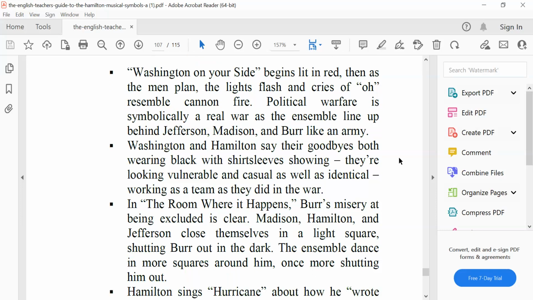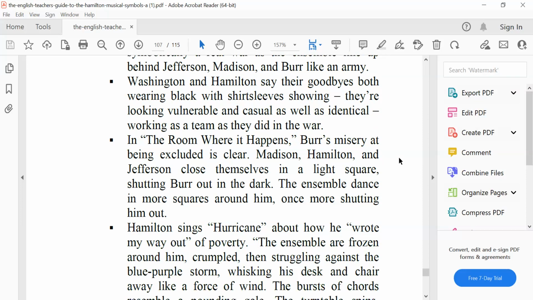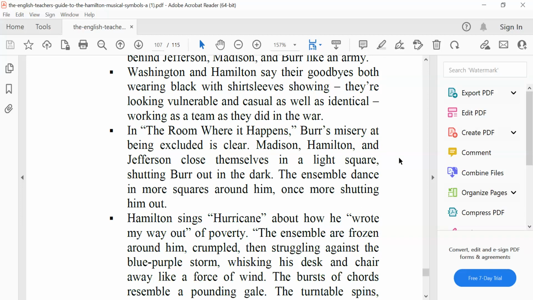Washington on your side, we've got lights flashing like cannon fire because we're not doing a real war, but we're doing a symbolic war as everybody has to decide what side they're on, and the ensemble actually stand behind Jefferson, Madison, and Burr. Teach them how to say goodbye. We've got Washington and Hamilton wearing black with shirt sleeves. Again, vulnerable, casual, just two pals talking, not an official person giving a speech, and showing the parallel between these characters who are a team for one last time, in fact.